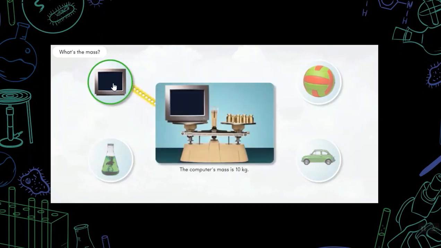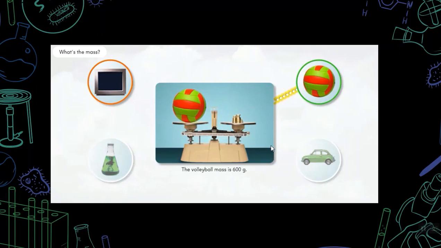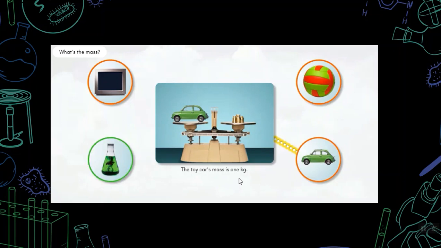Let's click. Look, a computer is made up of matter, so it has mass. The mass of this computer is 10 kilograms. Let's click on the ball. The mass of this volleyball tells us how much matter it has. The mass of the volleyball is 600 grams. And how much matter is in this toy car? Let's look at the mass. The mass is 1 kilogram. And the mass of the beaker and the matter inside is just 400 grams.